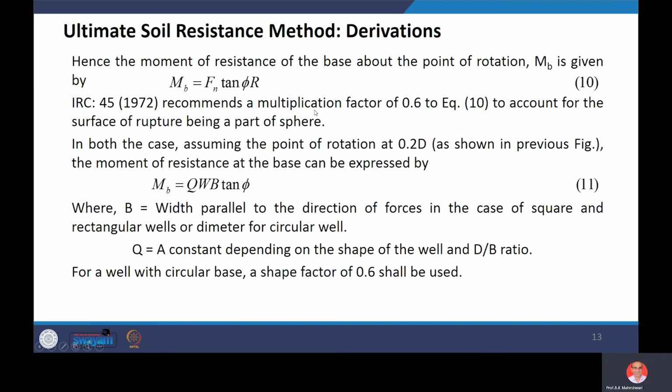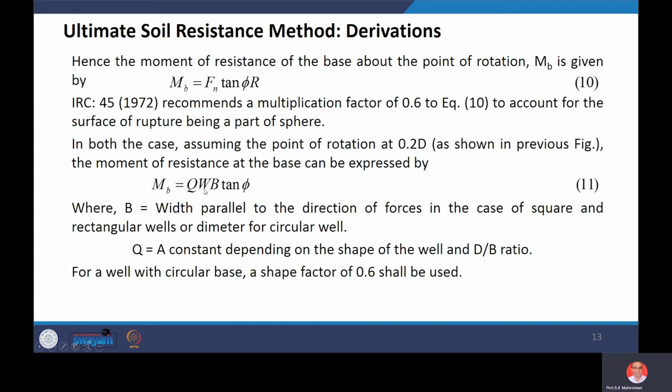All right, continue with that. The moment of resistance of the base about the point of rotation, Mb, is given by this relation, where Mb is F1 tan phi into R, where the IRC 45 method recommends a multiplication factor of 0.6 to equation 10 to account for the surface of rupture being a part of a sphere. In both cases, assuming the point of rotation at a distance of 2 times D as shown here, the moment of resistance of the base can be expressed by equation 11, where it is tan phi as it is.